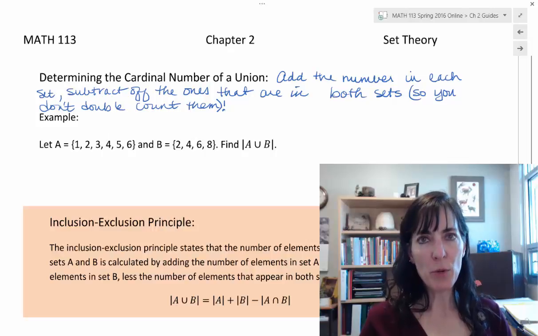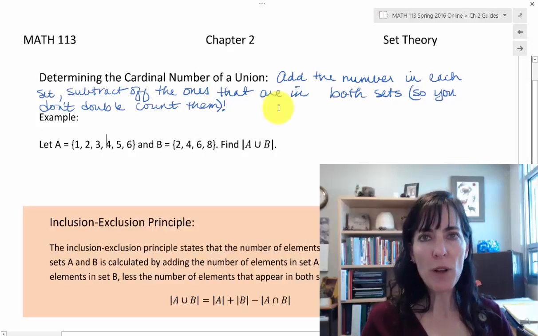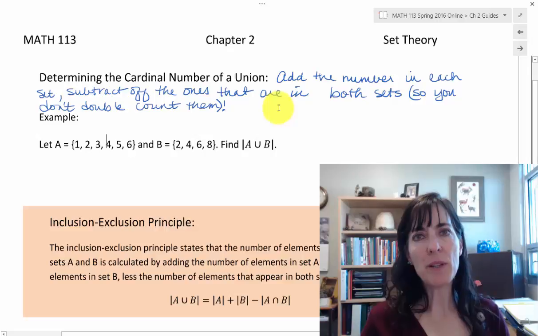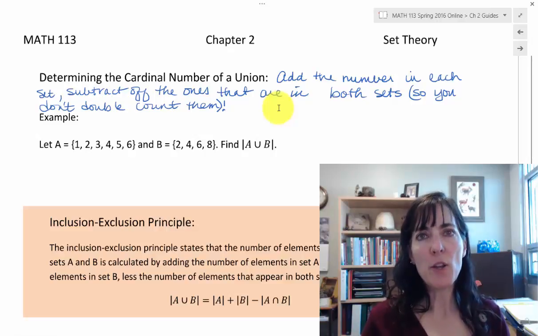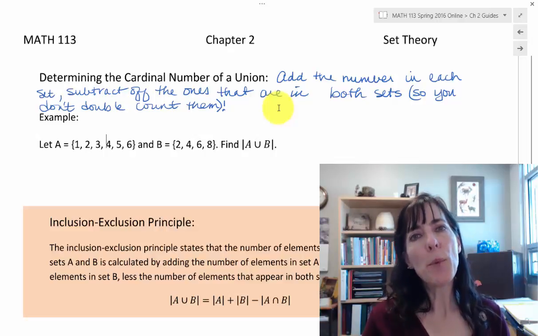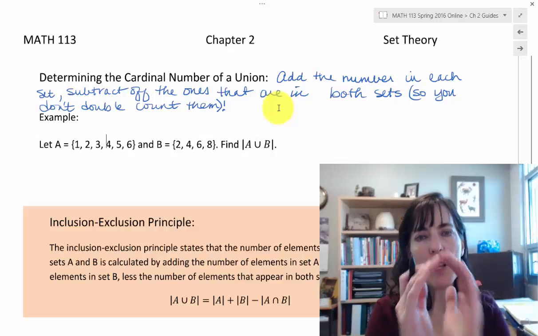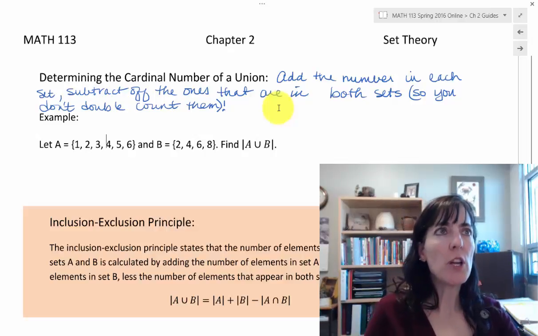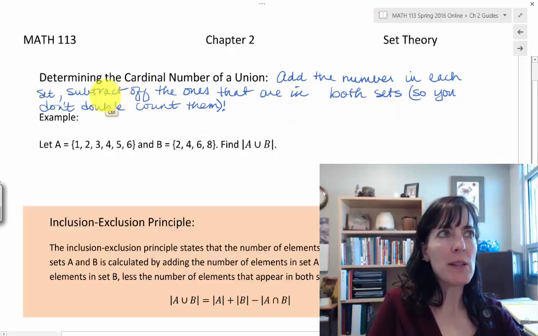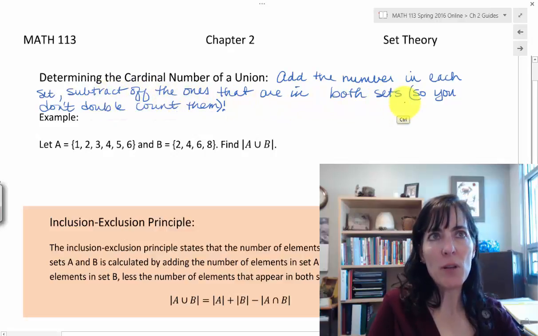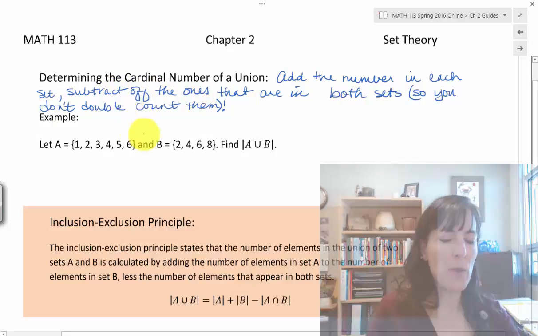Determining the cardinal number of a union. If you want to find out how many elements you have in the union of two sets, then you add the cardinal number for each set, how many elements you have in each set, but you have to take off the ones that are in the middle, in the overlap part. So that's this. Subtract off the ones that are in both sets so that you don't double count them.